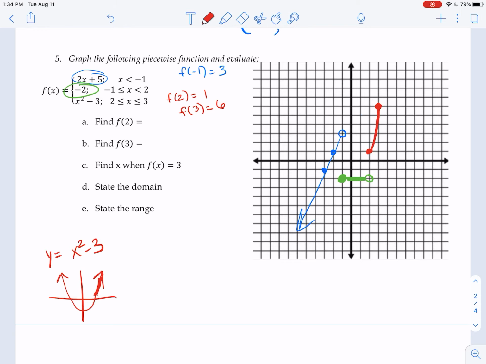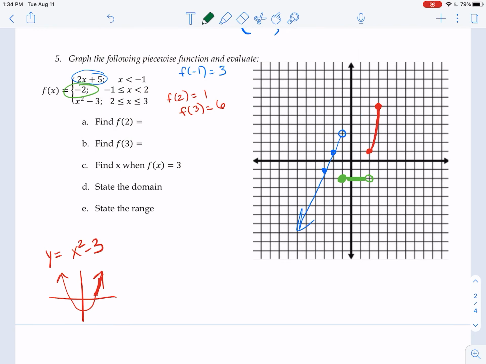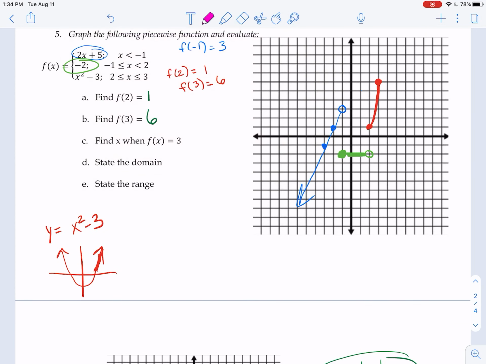Okay, so now they say, find f of 2. Well, f of 2 is going to be equal to that +1, which we also wrote down a second ago. F of 3 is 6. Find x. Oh, I remember this problem. Find x when f of x is equal to 3. So basically they're saying when y is equal to 3, what does x equal? Well, notice it could have equaled that, but we made it so that it's not defined there.